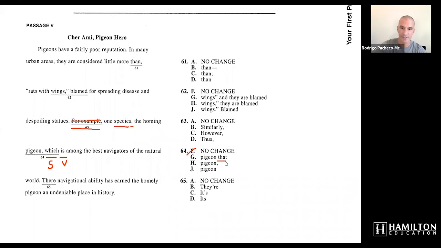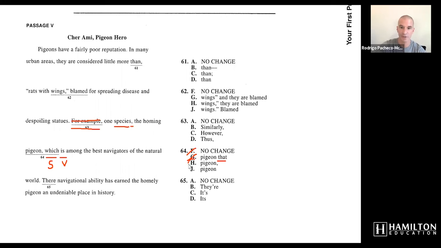G gives us that instead of which, but this is still a relative pronoun. The only thing that we've changed here is the punctuation. We would still have a relative dependent clause with G, so we can eliminate G.